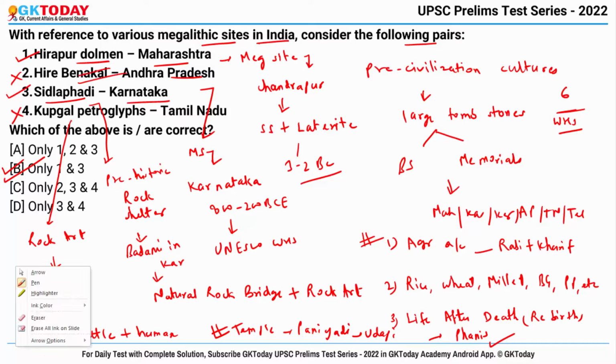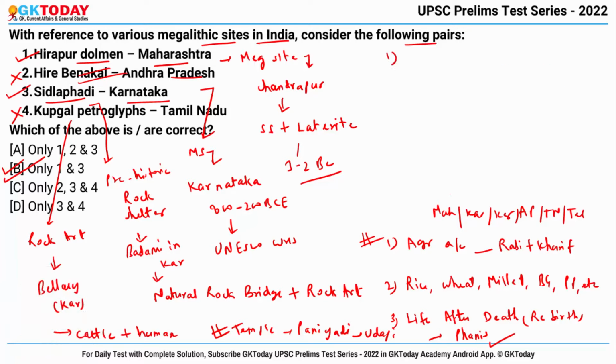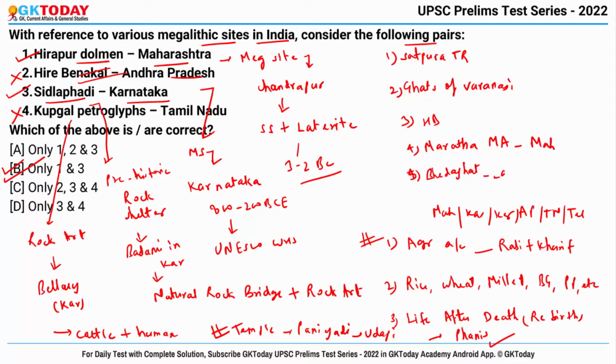Okay. Let's talk about the remaining 5 as well. I am making some space here. First is Satpura Tiger Reserve that lies in Madhya Pradesh. Second is Ghats of Varanasi. Third is, as I already told you, the megalithic site of Hire Benkal. Fourth is Maratha military architecture in Maharashtra. Fifth is Bheda Ghat, Lametaghat in Narmada Valley. And last is temples of Kanchipuram. Okay, so that's why megalithic sites were in the news.